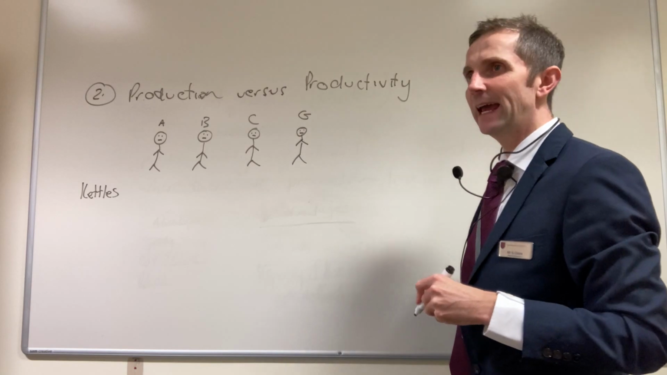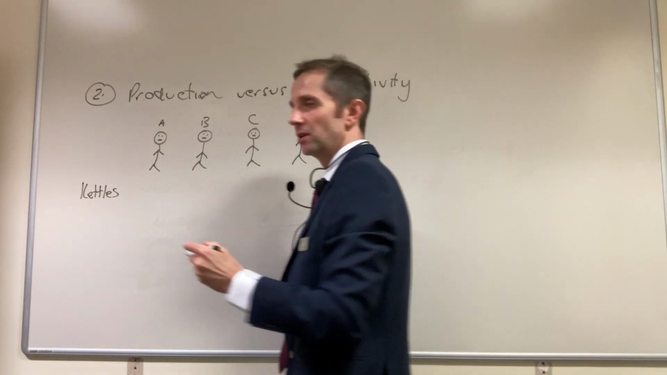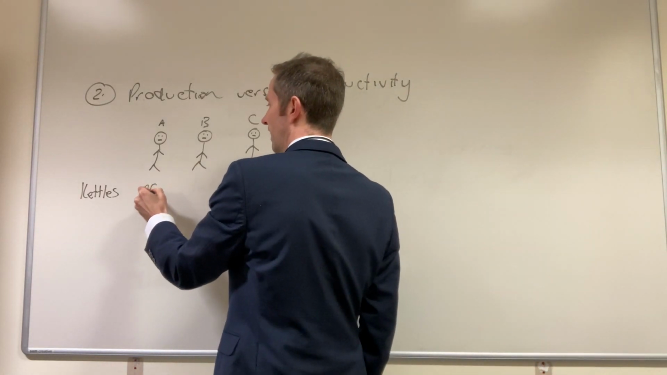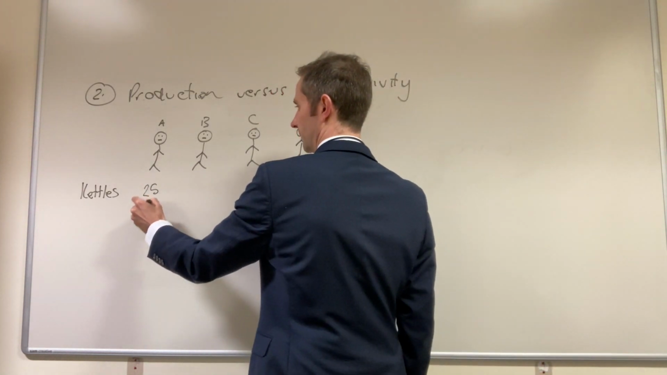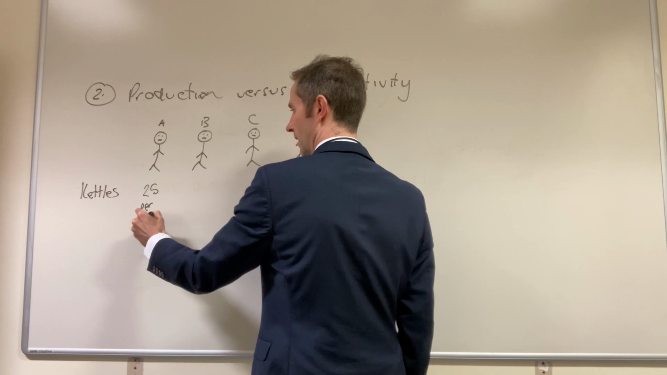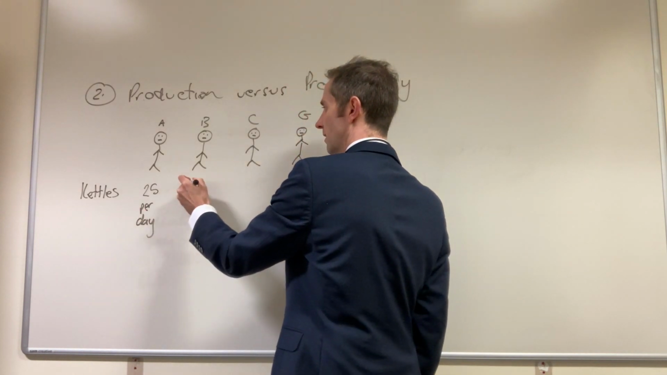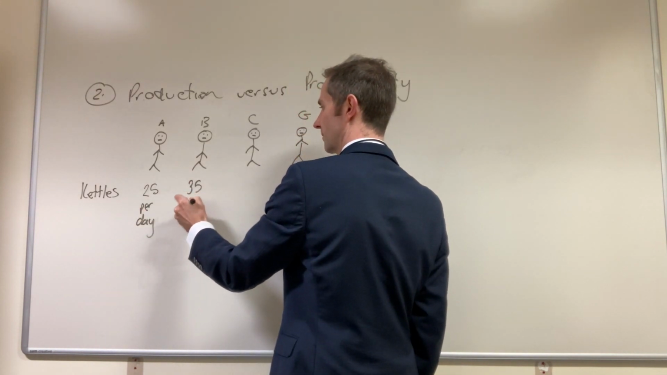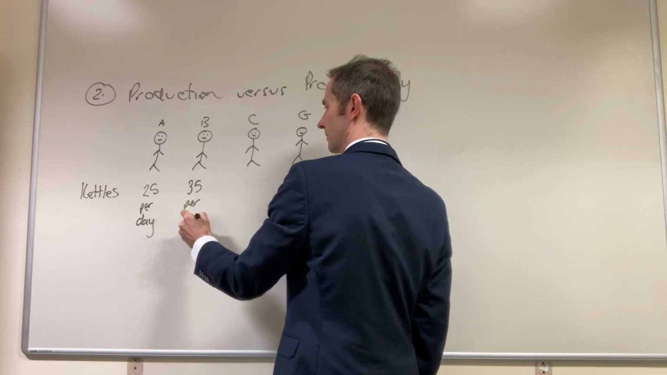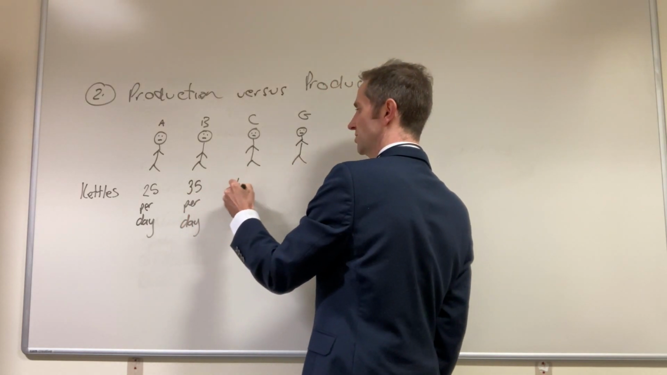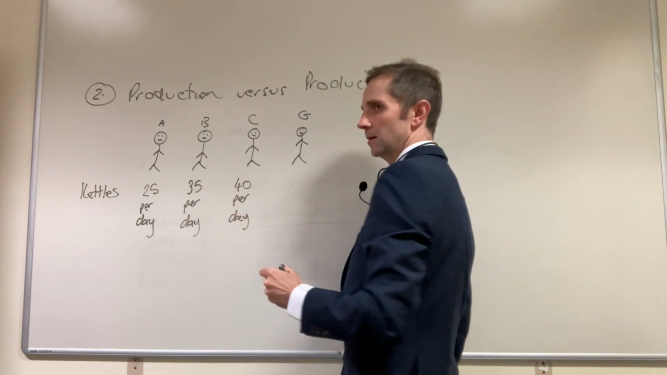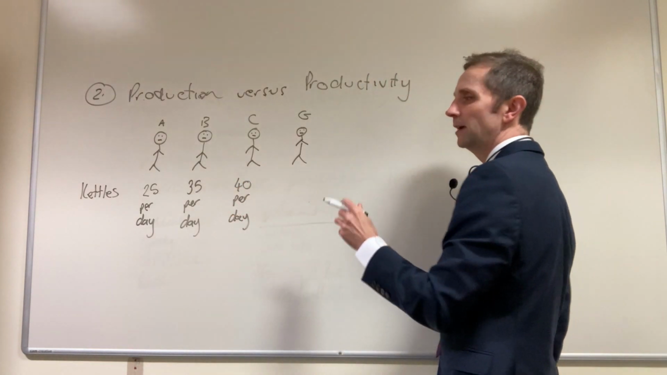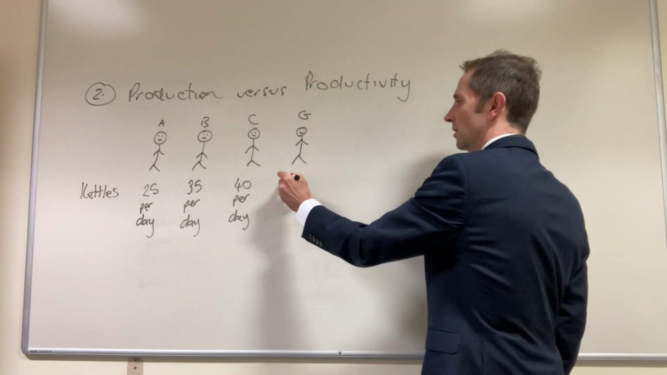So person A makes 25 kettles a day. So it's per day. Person B, 35. Person C, 40. And person G, really, really super efficient, 1,000.